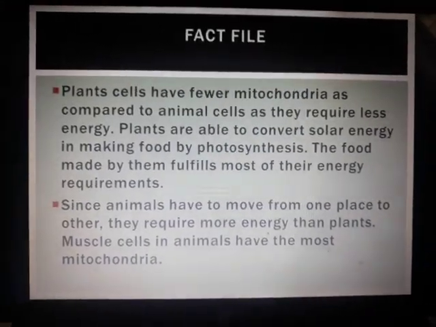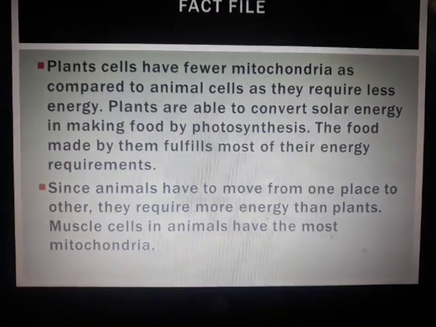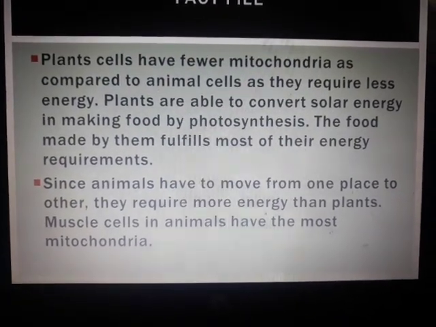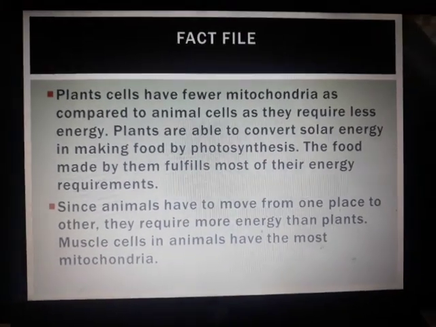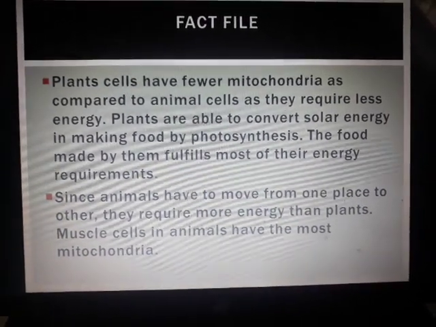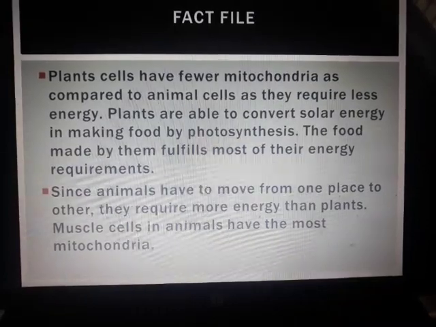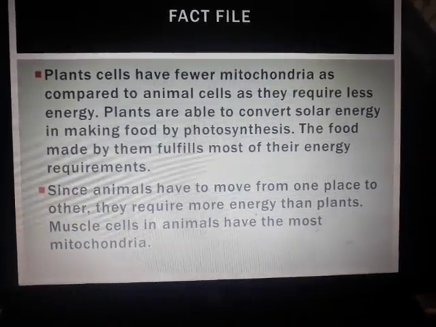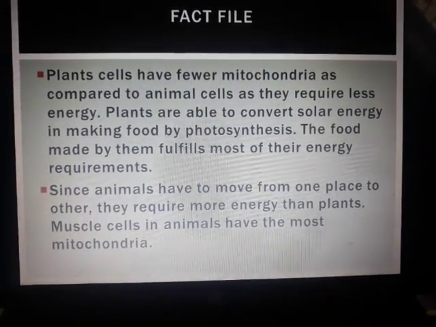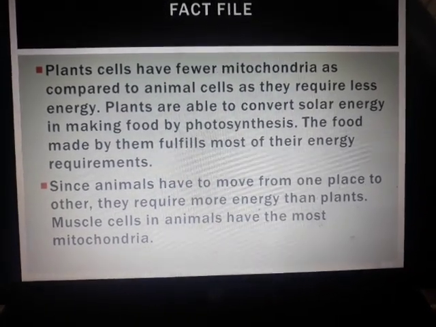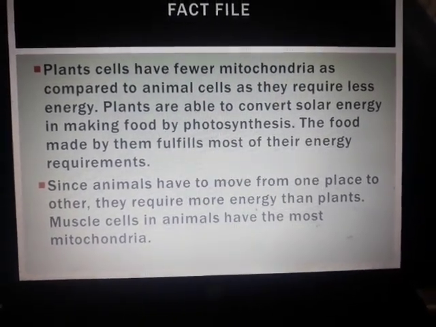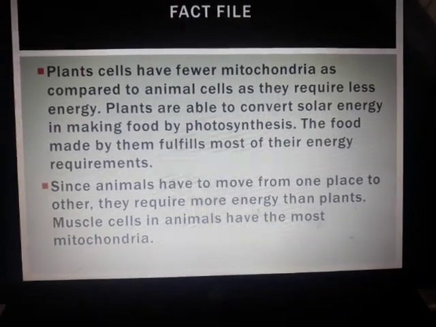Now, there is one fact coming up. The plant cells have fewer mitochondria as compared to animal cells, as they require less energy. Just now I told you animals are going to require more energy. Plants are fixed at a place, so they only have metabolic activities to carry out, like digestion and respiration, not locomotion. So that is a very reduced activity, and they do not need much energy.